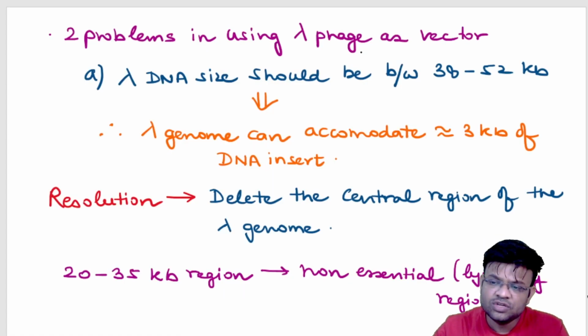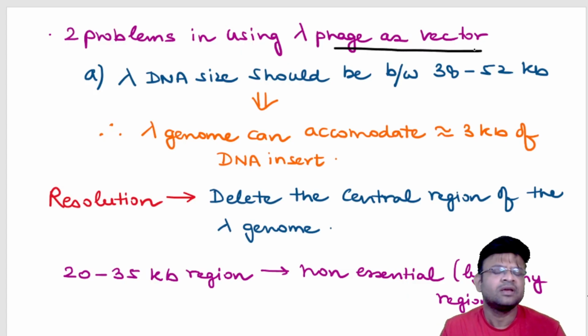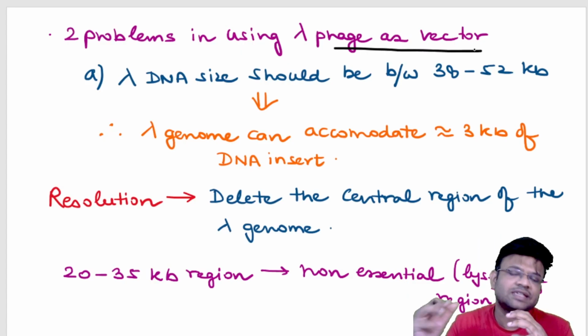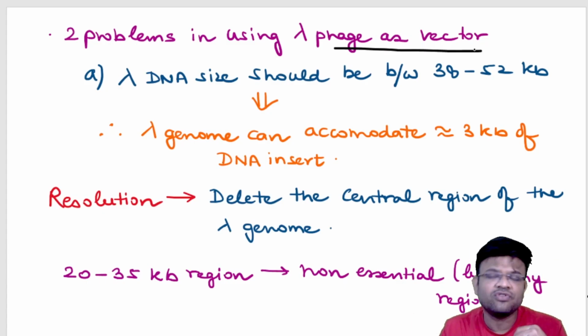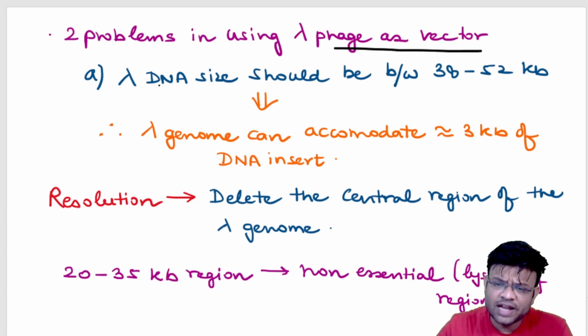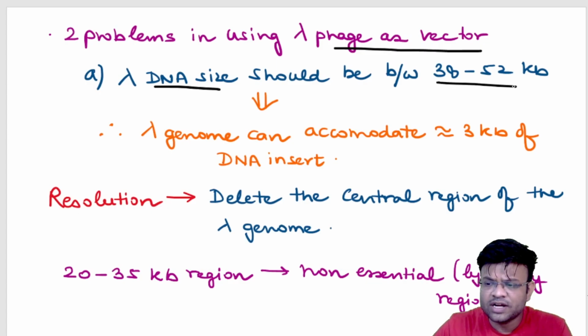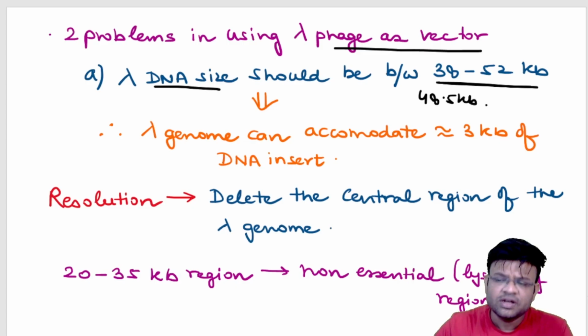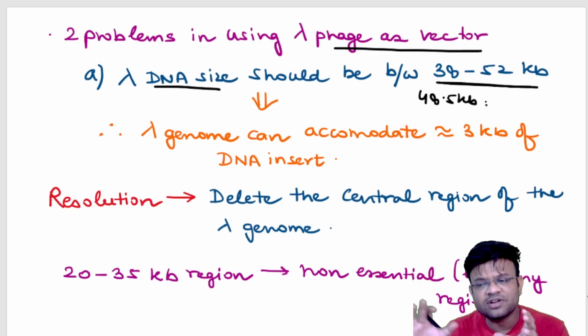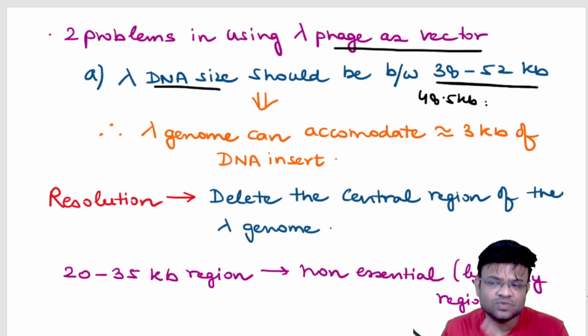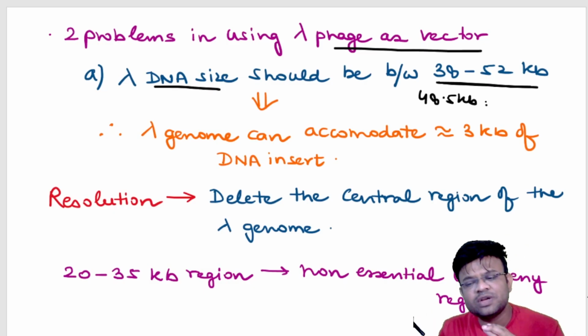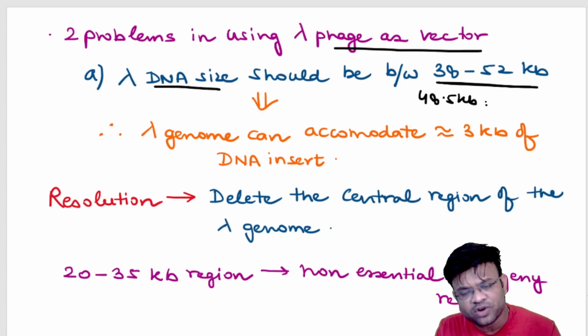Two problems in using lambda phage as a vector. Now in general, the lambda phage vector is a very nice, very usable kind of vector. But there are two problems majorly when you are using lambda phage vector. The first problem is related to the size. As you already know, the size of the lambda DNA should be between 38 to 52 kb. Now I've already told you roughly it is around 48.5 kb. It can be extended up to 52 kb. The general average is roughly around 48.5 kb. This we know. So the lambda DNA size should be between 38 to 52. We are keeping it as 48.5 kb.